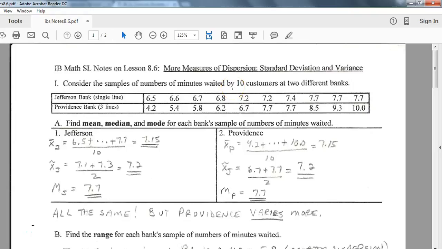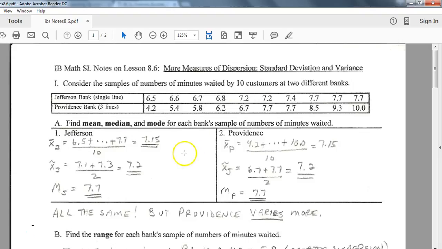Last section of chapter 8. So now we're getting into just the last couple data points that we got to identify, things like standard deviation and variance. These also deal with how spread out the data is.